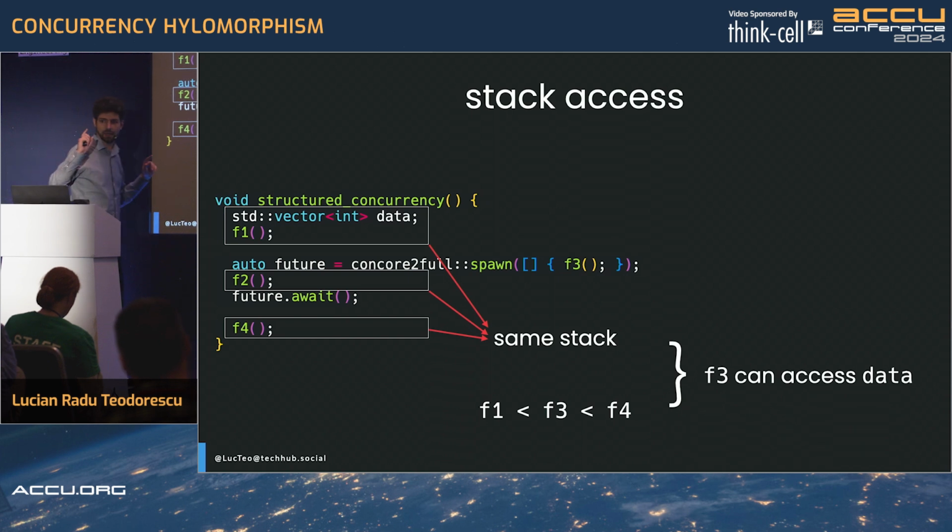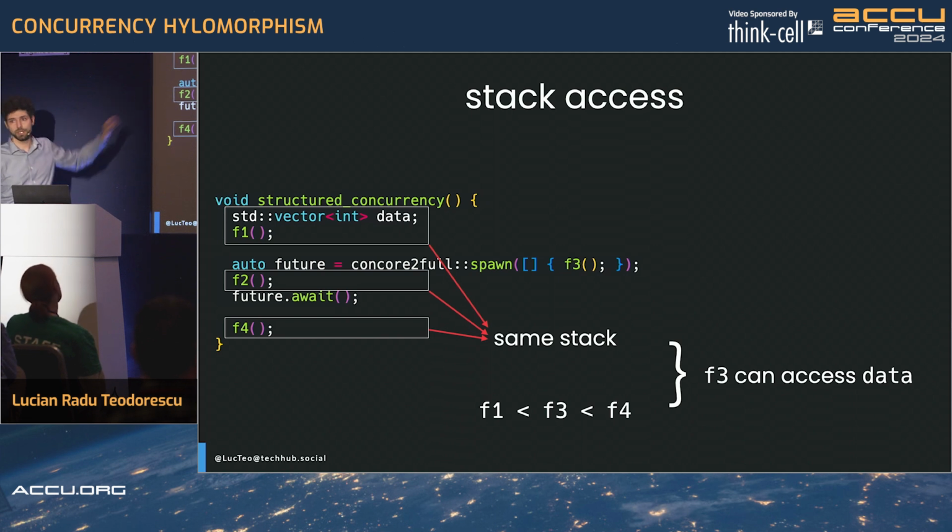Yes, also F2 is the same. If we put F2 in there, that's also true. But what I want to say is that while F3 is executing, the stack is still active. That means that F3 can access data, right? So you just saw that I proved that I can have local reasoning on this code. F3 can access data just by looking at this code, and there is no UB in it. This is C++, there's always UB somewhere, but not in this particular code.